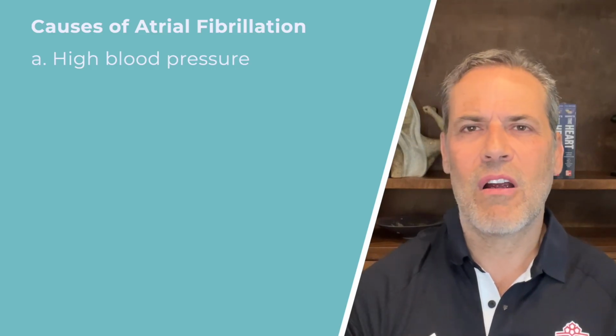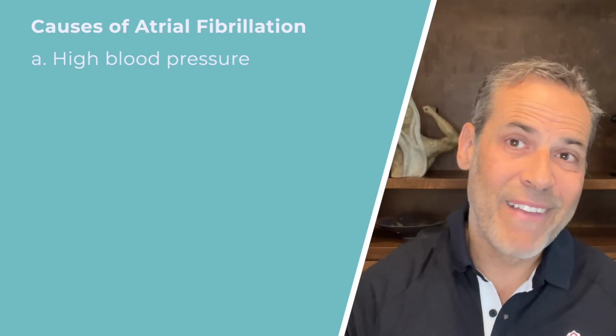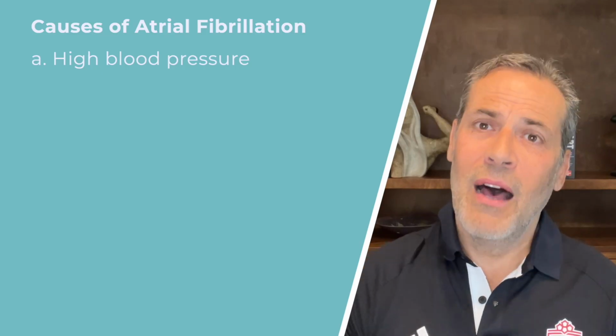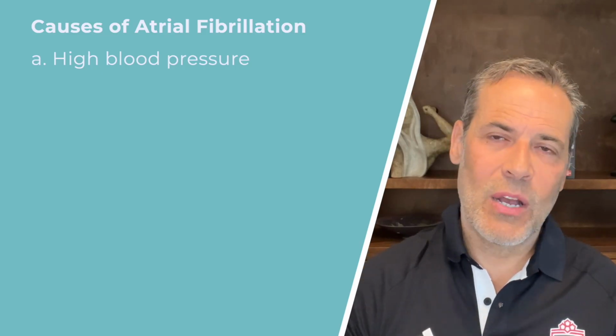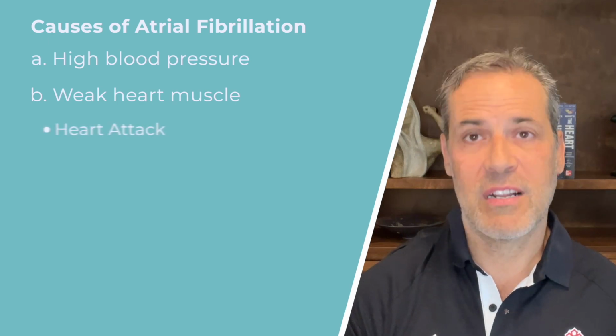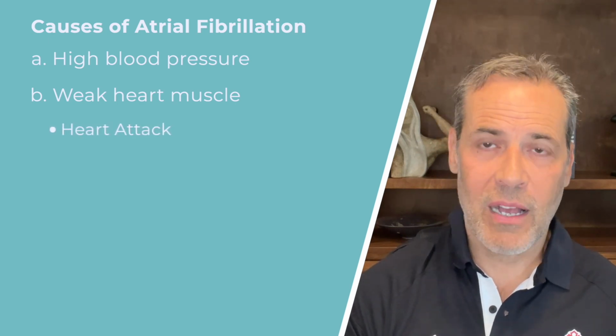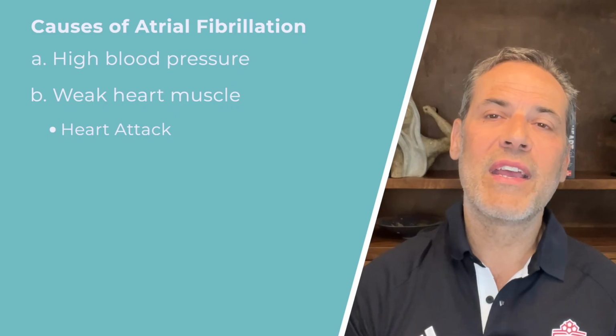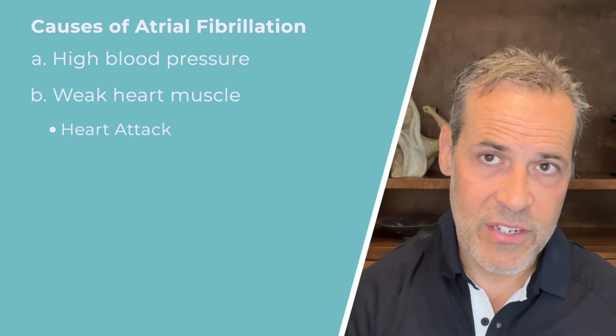And so high blood pressure, it causes stress on the heart. It's always beating a little harder. And over many, many years, that can mess up the electrical system. Other common conditions: anything that weakens the heart muscle. And the most common cause would be a plumbing problem or a heart attack. So if your blood vessel blocks and you have a heart attack, you're going to end up with some weakness of the heart muscle.